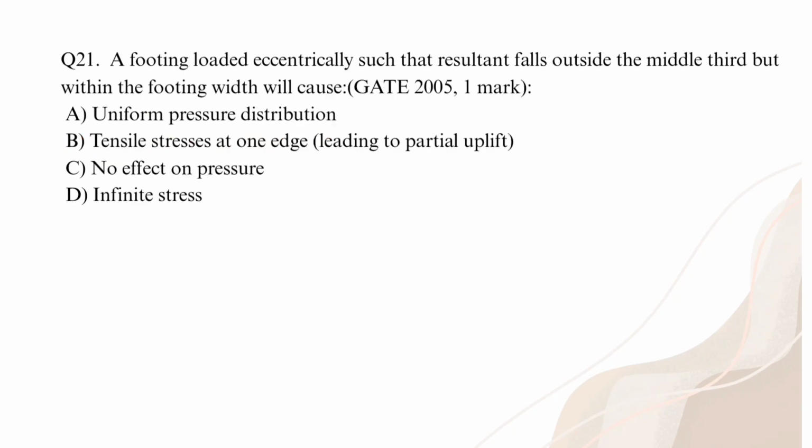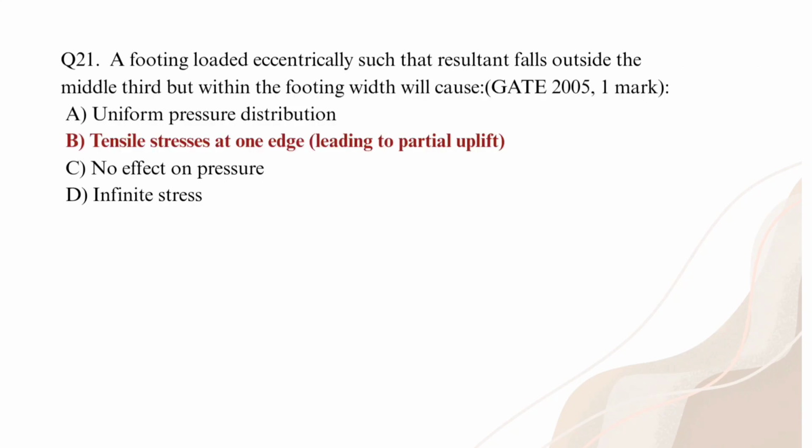Now the next question: a footing loaded eccentrically such that the resultant falls outside the middle third but within the footing width will cause. Options: A, uniform pressure distribution; B, tensile stress at one edge; C, no effect on pressure; and D, infinite stress. And the correct answer is option B, that is tensile stresses at one edge.